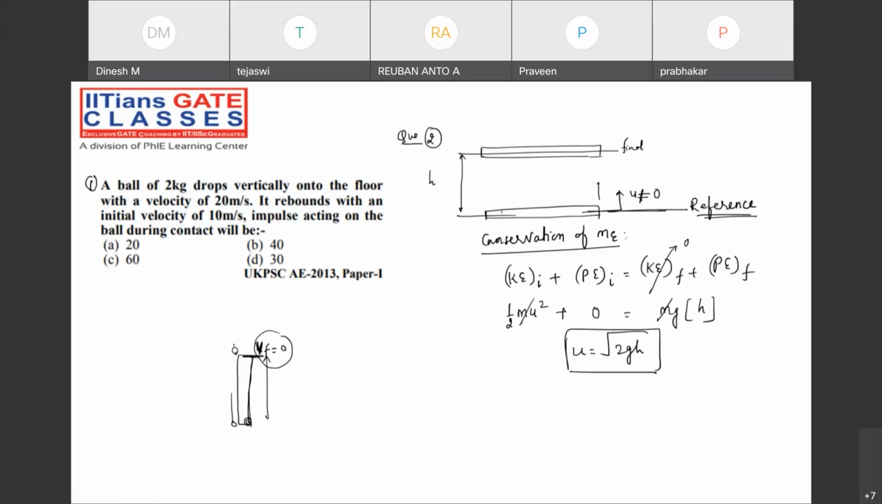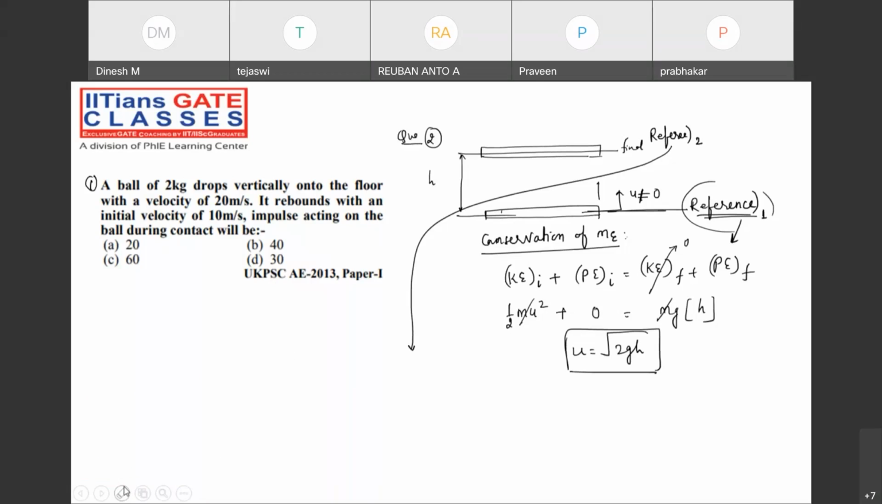Perfect. Now, some of you will say, sir, I'm not taking this reference, I'm taking reference number 2. This is for the reference number 1 discussion. Suppose somebody is very much interested, for them I'm explaining reference number 2, because potential energy and spring energy depend on which reference you are taking. Suppose you are taking 0 level over here.